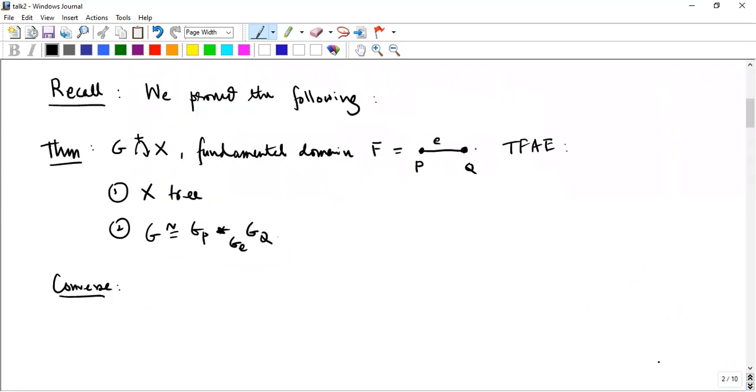So let's see. Last time we proved the following theorem. If G is a group acting without inversions on a graph X, the fundamental domain being a segment, an edge joining two vertices P and Q, then the following are equivalent: X is a tree, and G is an amalgamated product of GP and GQ along GE, GP and GQ being the stabilizers of P and Q, and GE being the stabilizer of the edge.